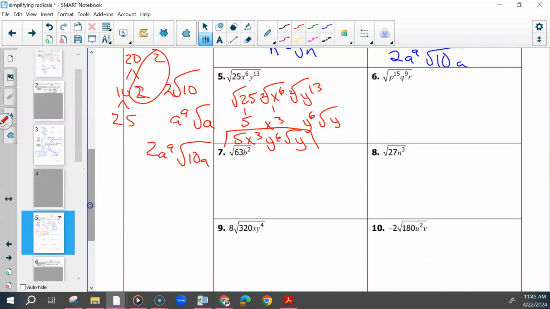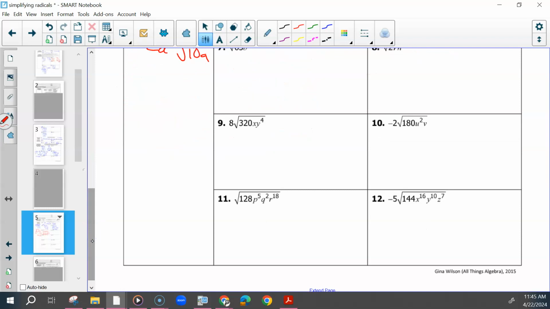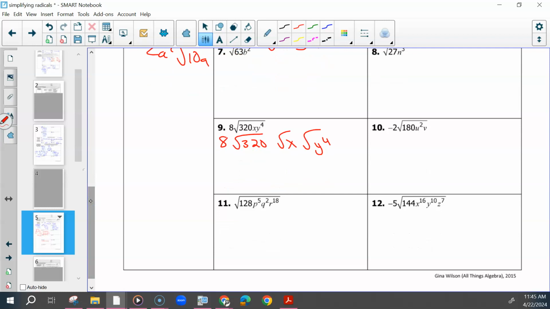I'll let you guys choose 9. We're going to do one of these. 9 or 10. Okay. I'm going to separate each thing first. And then either using your perfect squares, find the highest perfect square that goes into 320, or find 2 factors that go into 320.